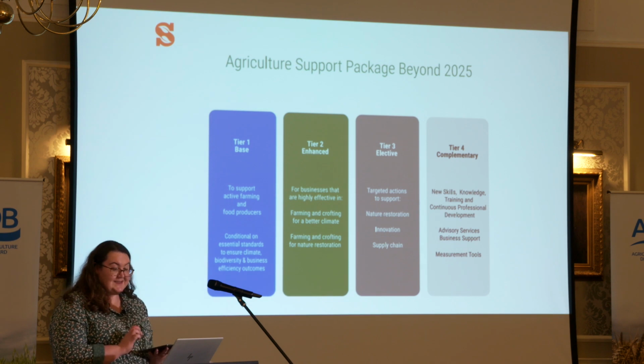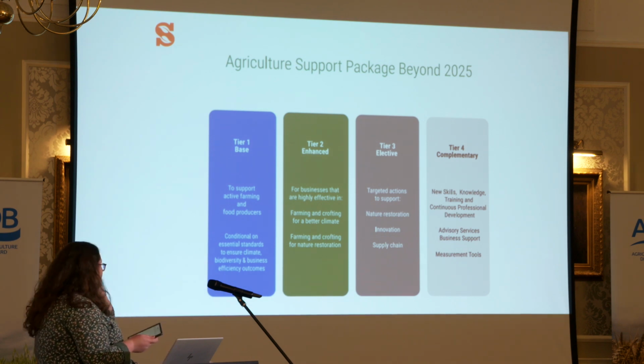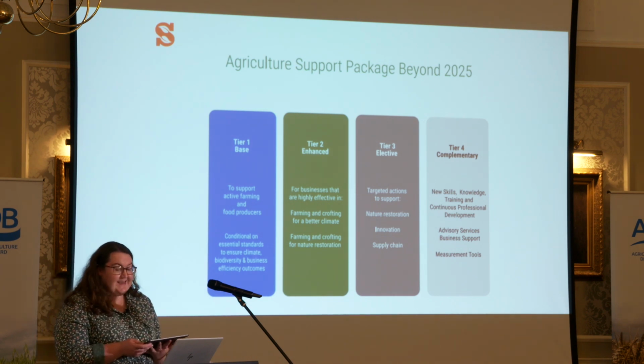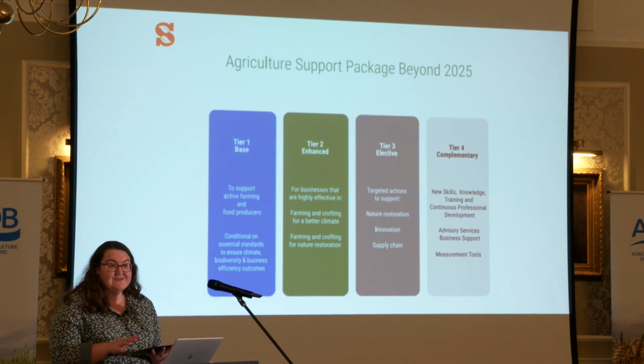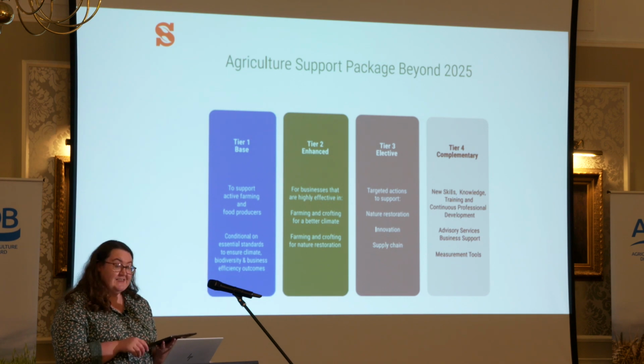So what happens from 2025? Tier 1 will be a base level direct payment. This comes in from 2025. It's a universal entry-level payment for agricultural activity.